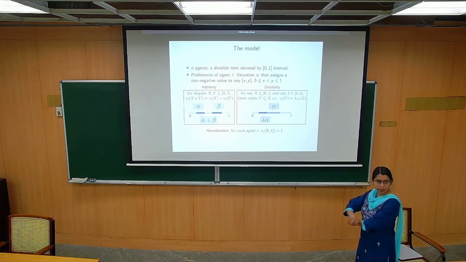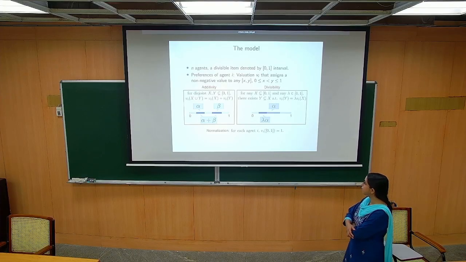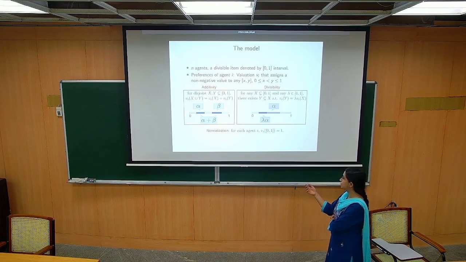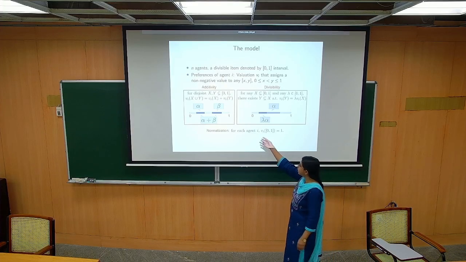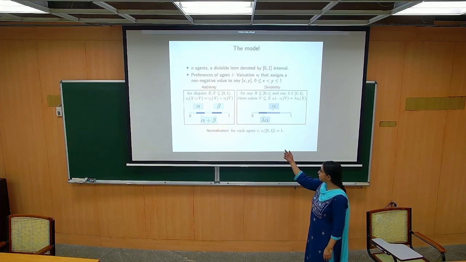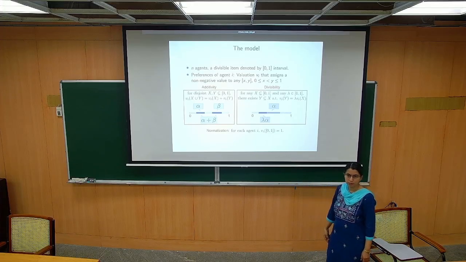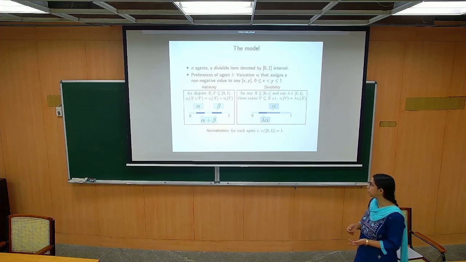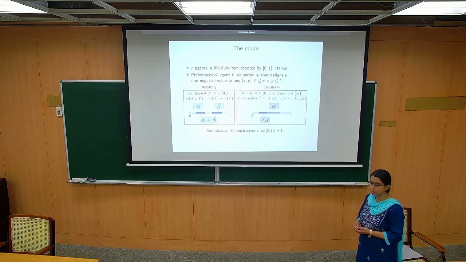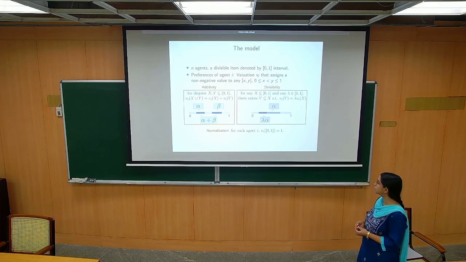We will assume that the valuations satisfy these properties. One is additivity. So for disjoint x and y, if x has value alpha and y has value beta, and if an agent gets both x and y, then the value will be alpha plus beta. One can as well define other kinds of valuations, subadditive or superadditive. But these are the simplest ones to deal with. These are additive valuations.